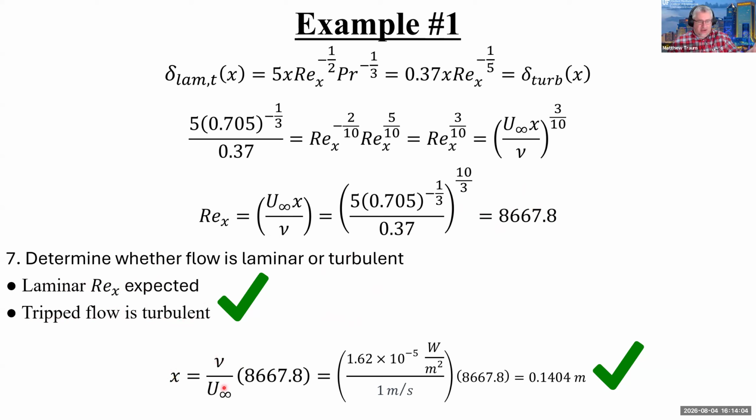So here's the viscosity, here's the velocity. Just multiply those by the Reynolds number, and I get 0.1404 meters, right? So what is that, about 14 centimeters? Which checks out with the solution that comes from the book and from AI. So I'm pretty confident on that one.